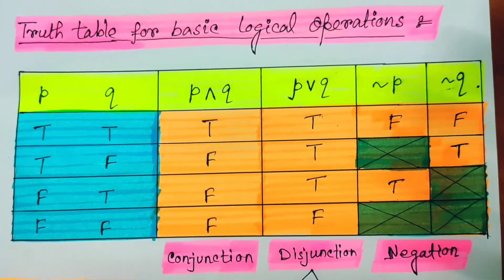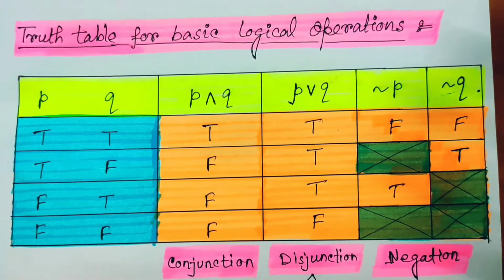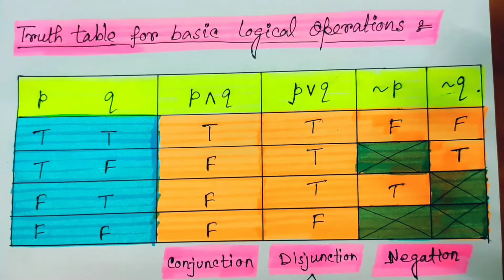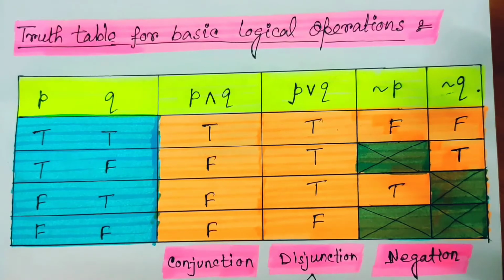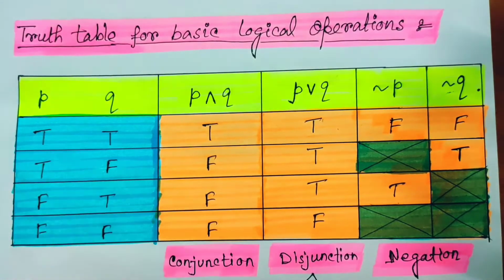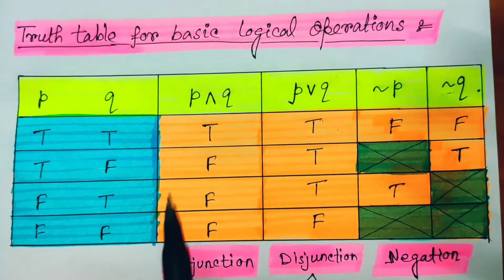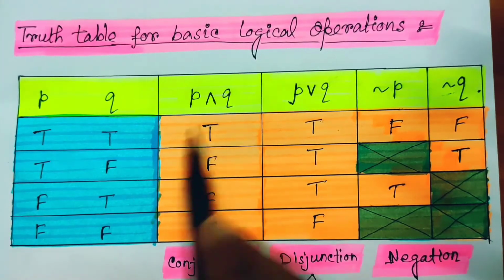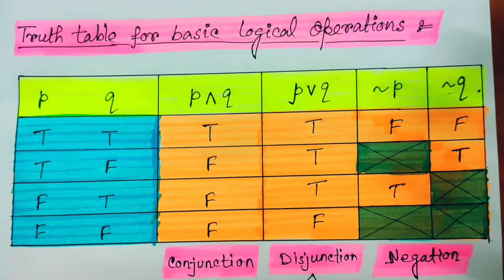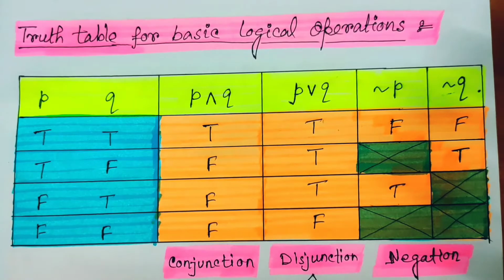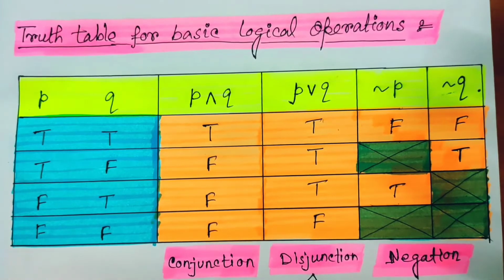If we have this type of structure, then this is called the truth table. It indicates the truth values of compound propositions composed of several simple propositions such as P and Q. These are two simple propositions, and P conjunction Q is a compound proposition. P disjunction Q is also another compound proposition. The truth value of such compound propositions can easily be found by using the truth table.